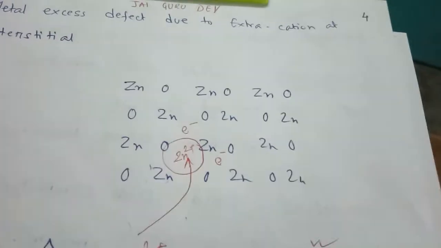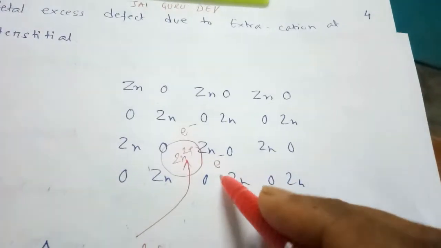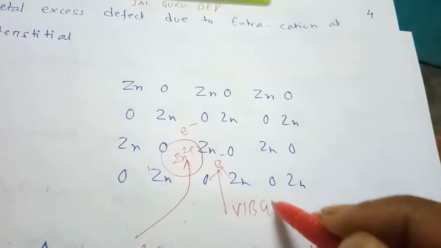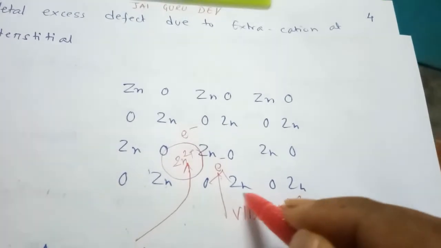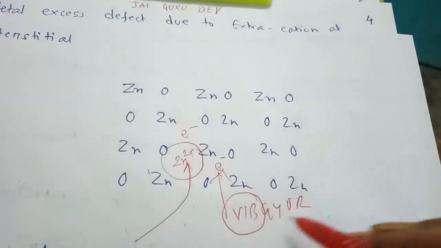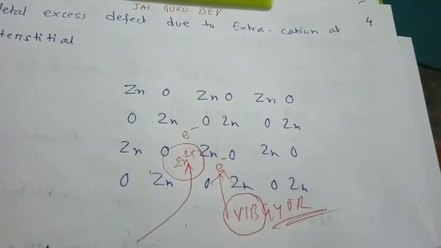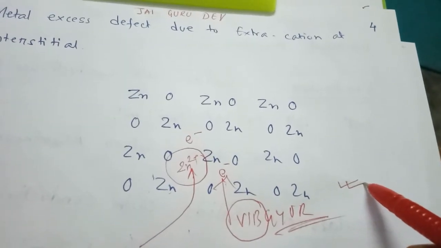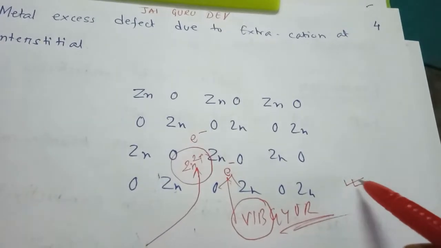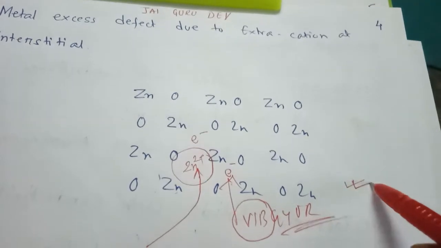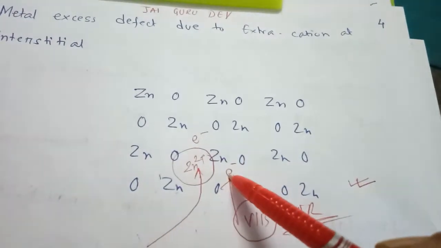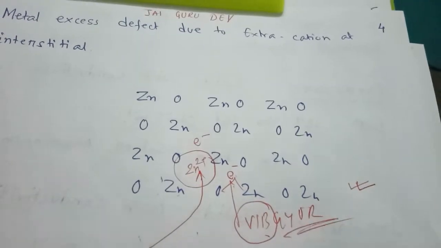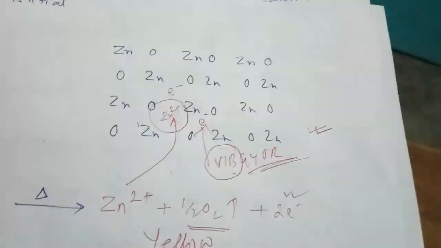So these electrons get excited when light from the visible region falls on them, and they trap some amount of light and reflect some amount out. That is why zinc oxide turns yellow on heating. If you are asked why metal excess zinc oxide turns yellow on heating: because Zn²⁺ goes to the interstitial position and the electron is trapped in the nearby position. This electron traps some portion of light, and some portion it reflects. That is why it turns yellow on heating.